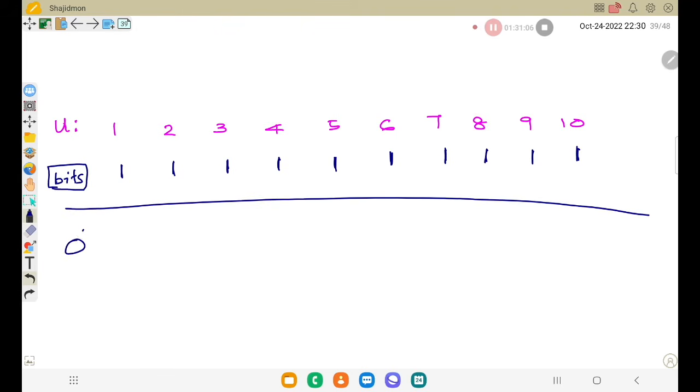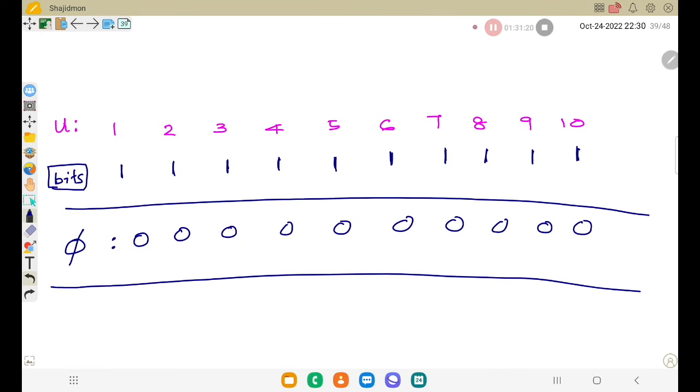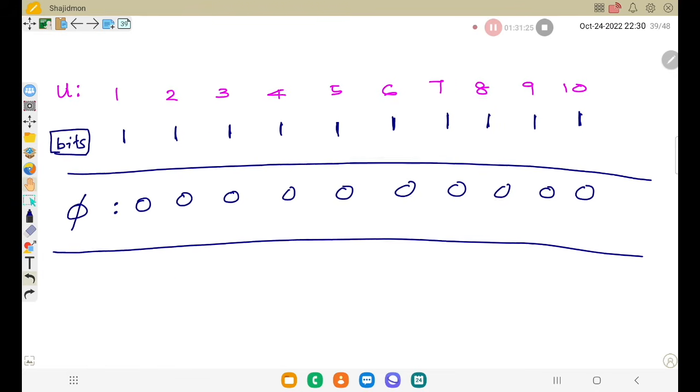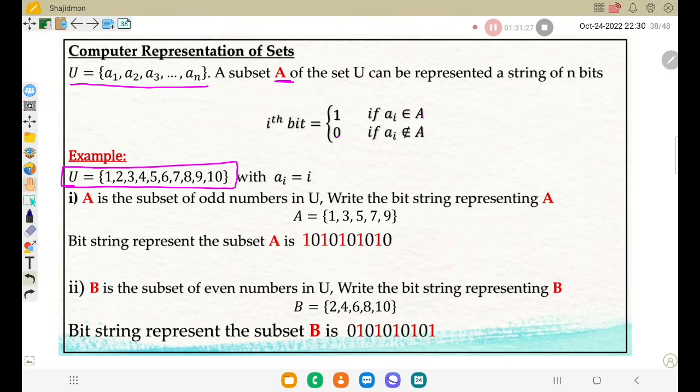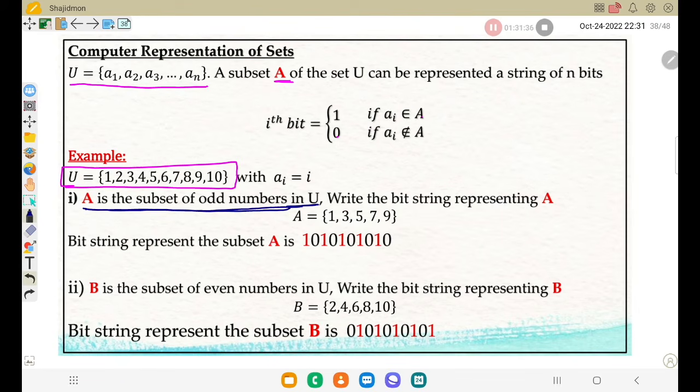Empty set, how will it be represented? Nothing is there, correct? So it is completely 0: 0, 0, 0, 0, 0, 0. The empty set is always represented in the computer as all 0 bits. Now, in between, we need to write some subsets using a bit string. For example, A is the subset of odd numbers in U. Only take the odd numbers in U, and write the bit string representing A.